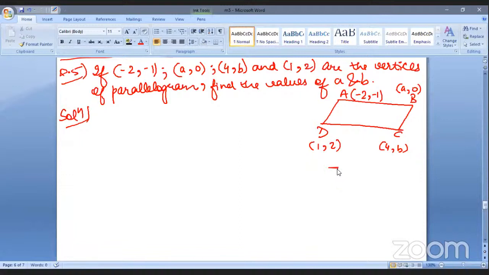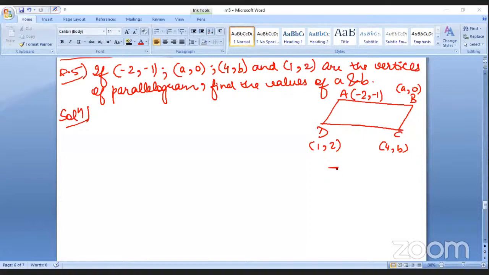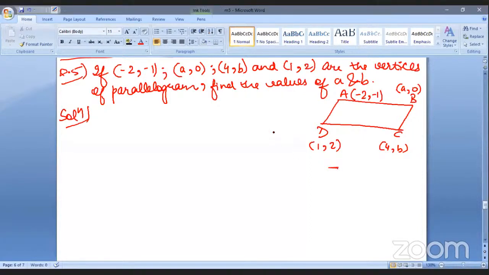A is equal to 1, B is equal to 3. And what about the others? Let everyone try, because this is a concept that you all know. Ma'am, the diagonals will be equal. Correct. Very good.